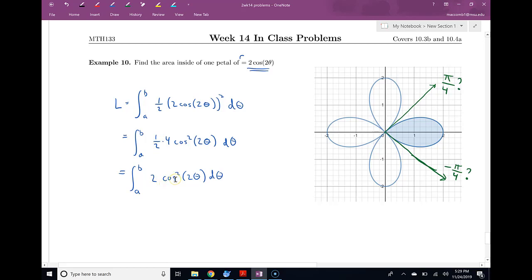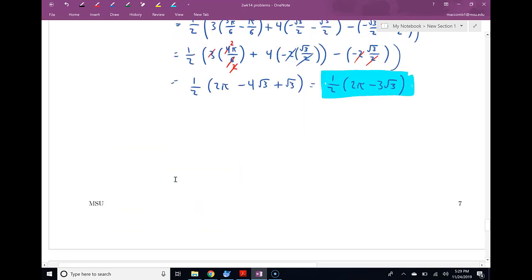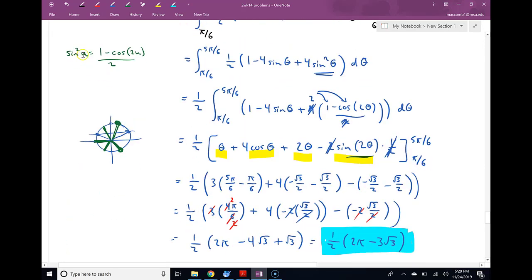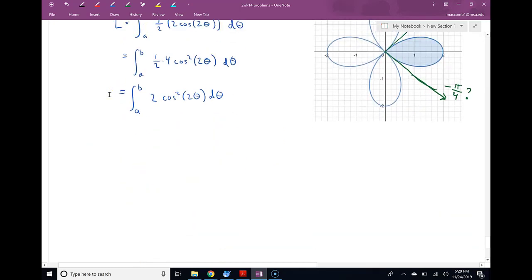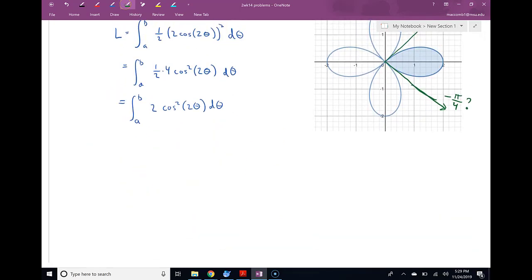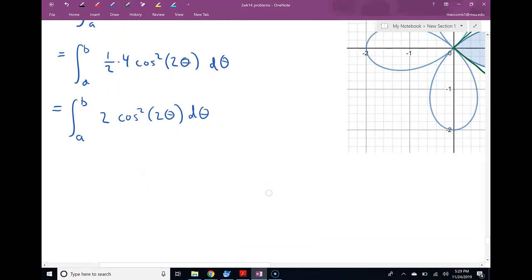And then there are still a couple of things. How do I integrate cosine squared? Very similar to our last problem, where there was a power reduction rule for sine, I need to use the power reduction rule for cosine in order to make progress here. So let me go ahead and just write it down. That is cosine squared of u is equal to 1 plus cosine of 2u all over 2. And that's what I'm going to need in order to make progress here.